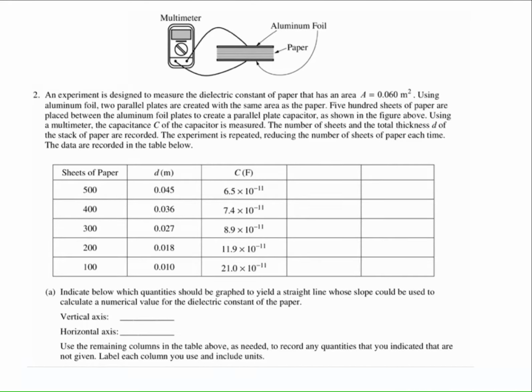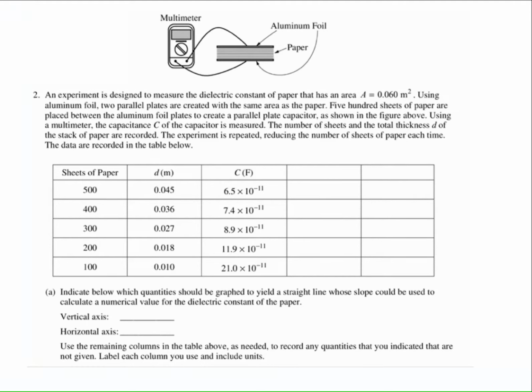We have an experiment set up where they have made a parallel plate capacitor with aluminum foil, with a cross-sectional area of 0.06 meters squared. They're putting multiple different pieces of paper in there. You can see here 500, 400, all the way down to 100 sheets of paper, their associated distance between them, and the capacitance that they're measuring on a multimeter, all in hopes of finding the experimental value for the dielectric constant of the paper they're placing in there.